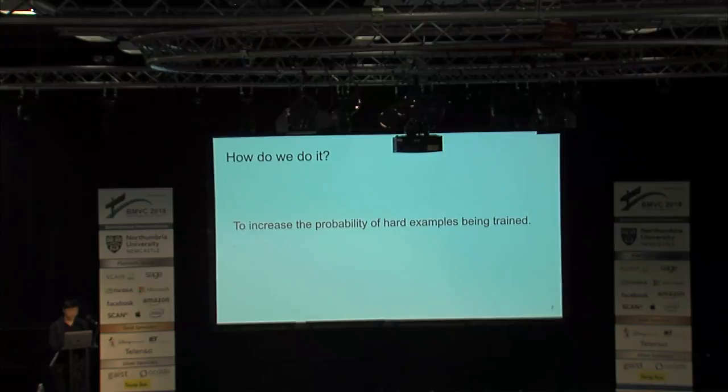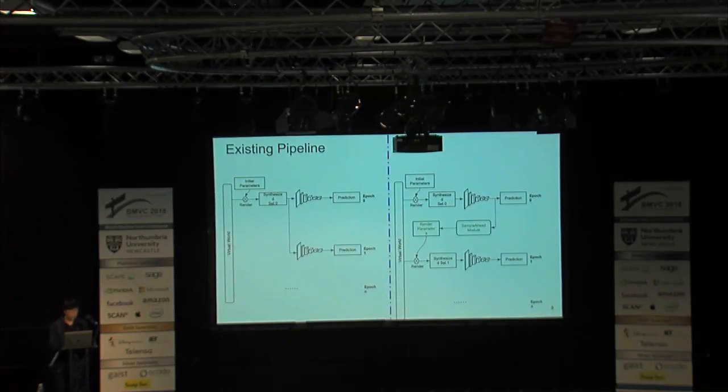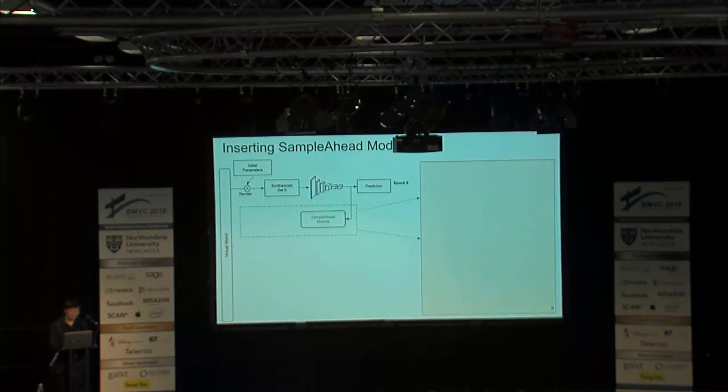So how do we do it? The idea is very simple: increase the probability of hard examples being trained. In the traditional way of using synthetic data for model training, images are generated from virtual worlds beforehand, and at each epoch the model travels through the same image set, while we propose to change the rendering parameters according to the prediction at each epoch. Our innovation is that we add a sample ahead module to the training process to predict training images for the next epoch. So how does the sample ahead module work?